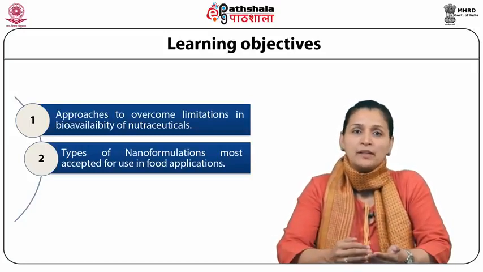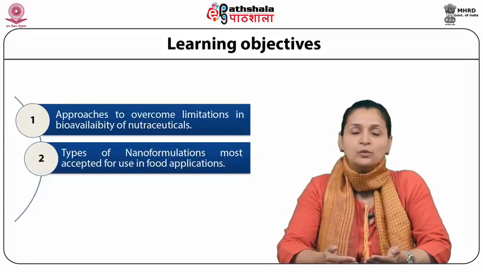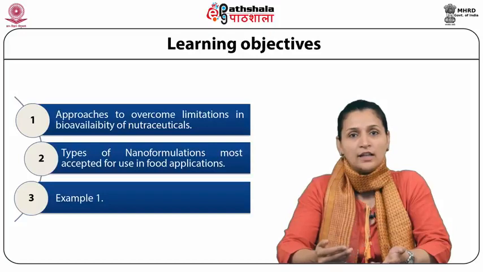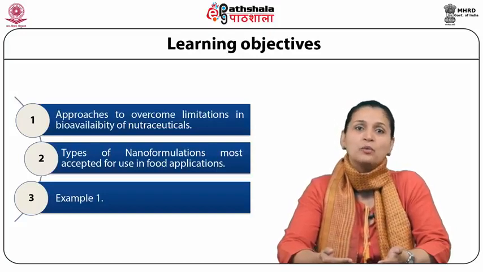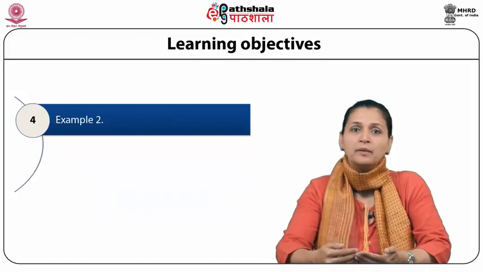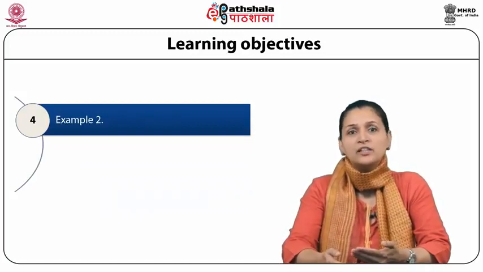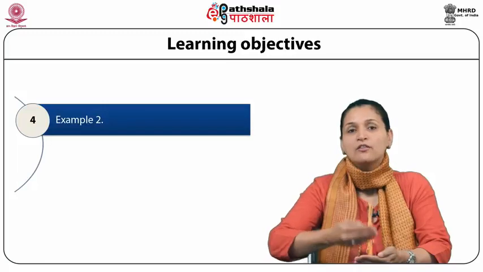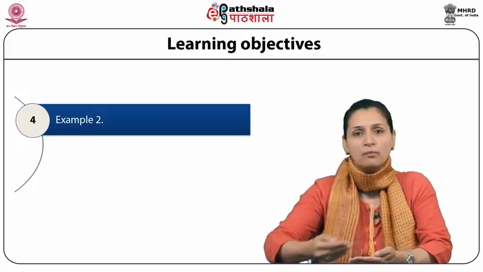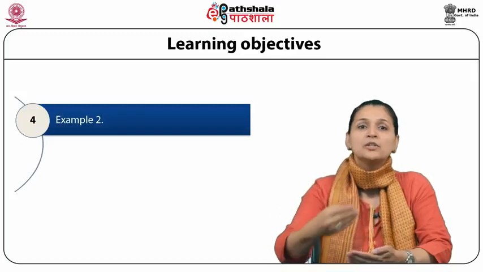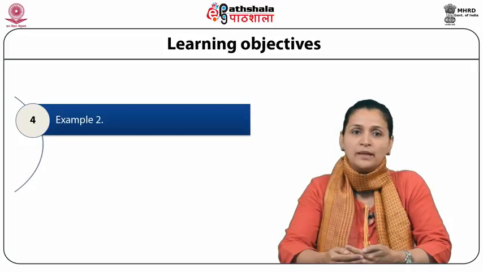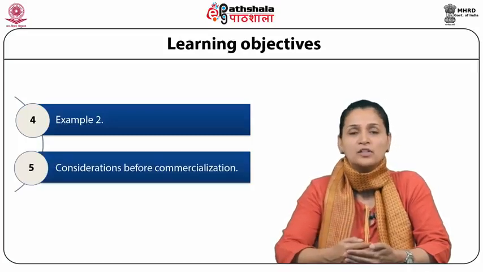We will take two specific examples in this module. One will be the formation of beta-carotene nanoemulsion and how that has been used for value addition of butter and juice. And the second example will be specific, in which we have extracted certain bioactives from peels of a fruit and converted those bioactives into nanoformulations and into a nutraceutical product. We will also wind up this module by making certain considerations before commercialization.